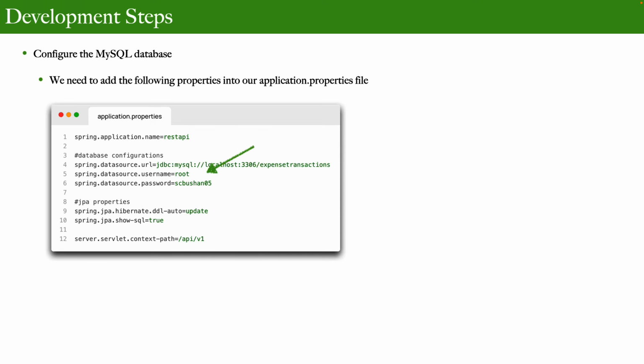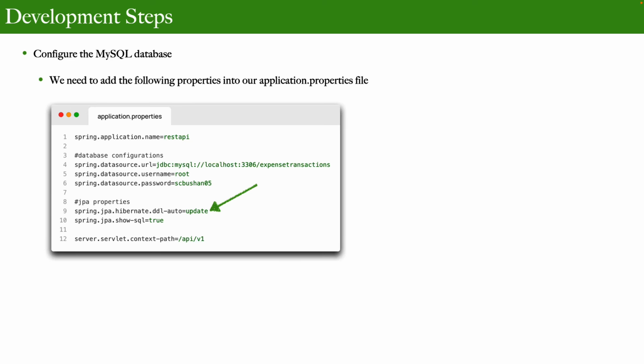The next property we are going to add is the database username. In my case, it's root. Next, we will add the MySQL password. Also, we will add a few more properties that are related to JPA. The first property is ddl-auto. We are going to set this to update.